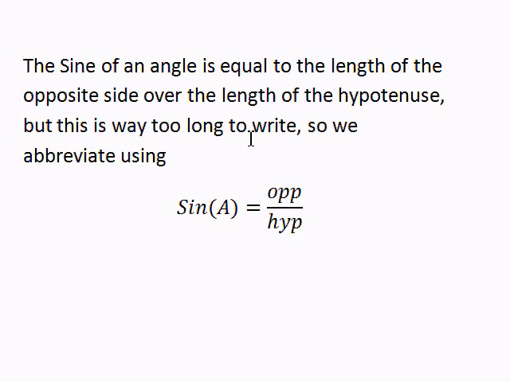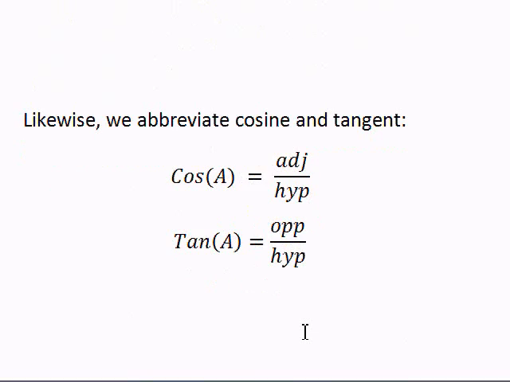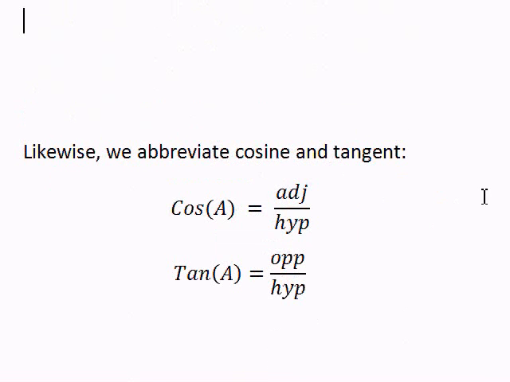Nobody ever wants to write out all those words. So we're going to abbreviate this using sine of angle A is equal to the opposite side over the hypotenuse. Likewise, we're going to abbreviate cosine and tangent using these. Cosine of an angle is equal to the adjacent over hypotenuse, and the tangent of an angle is equal to the opposite side over the hypotenuse side.